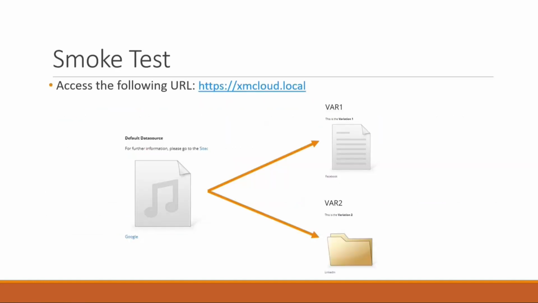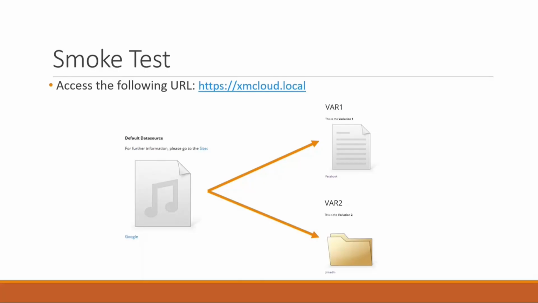The smoke test: after everything is up, you have to access the URL that you see on screen. When the page loads, you'll see the default data source there. After Sitecore Personalize acts, it will substitute the default data source with variation 1 or variation 2 in our situation here. Of course, it will replace it with any variations that you set up.